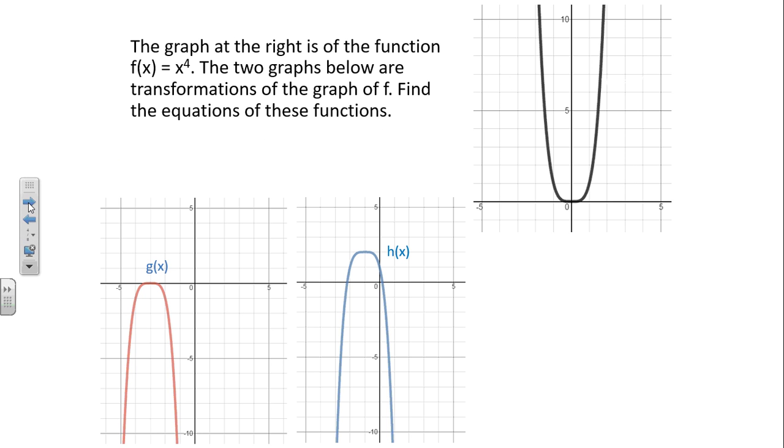The graph at the right is a function of f of x equals x to the 4th. The two graphs below are transformations of that graph. Find the equations of these functions. So this is what x to the 4th looks like. Notice it's a little bit flatter on the bottom, and it shoots up faster than x squared. Okay? How has g of x been transformed, or how has our original function been transformed to g of x?